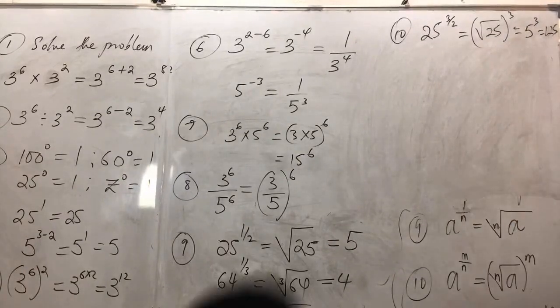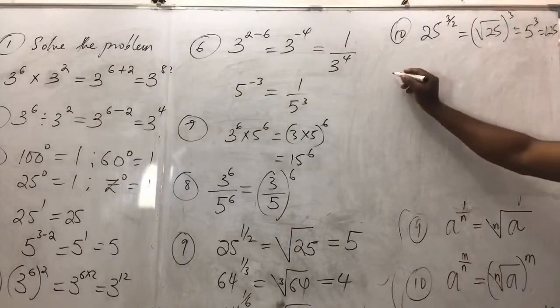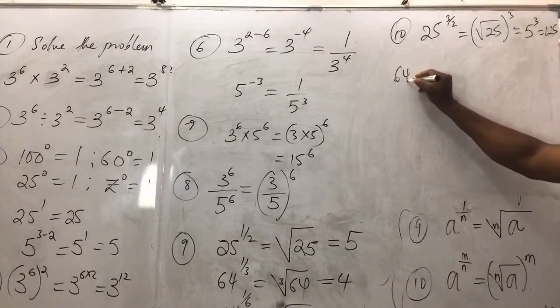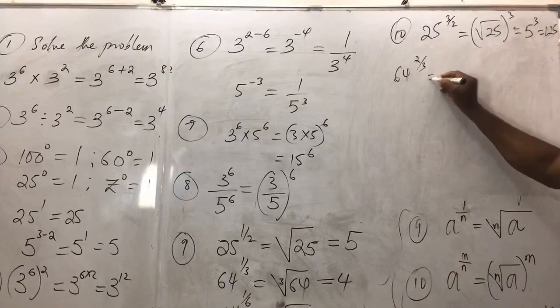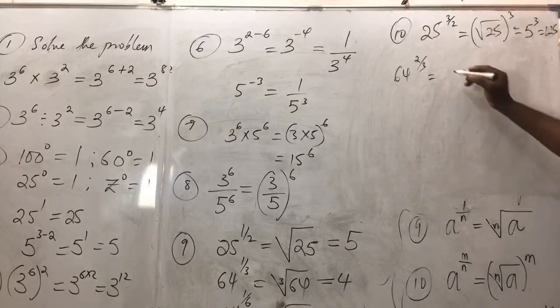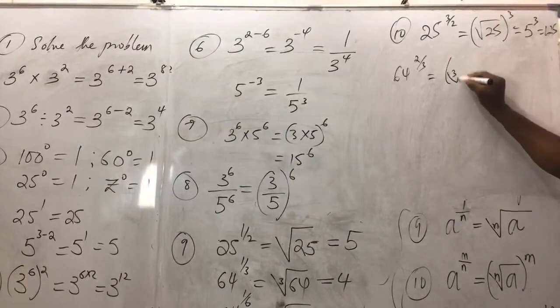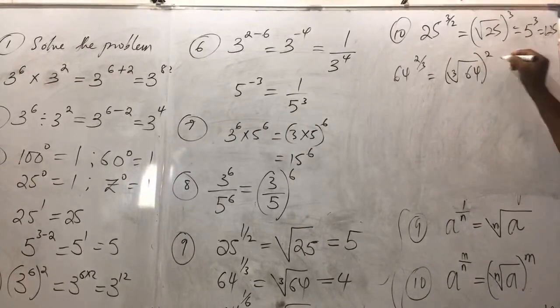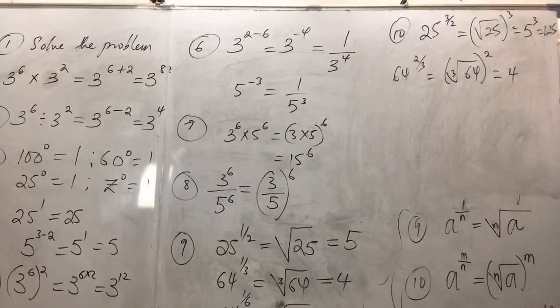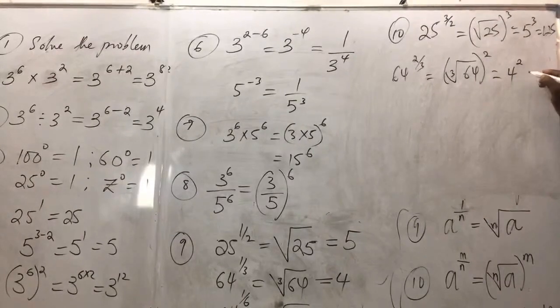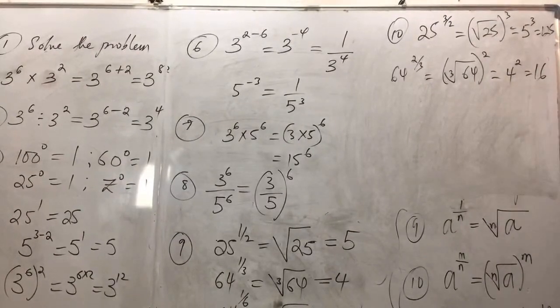So, let's go over to the next. Sorry for that mistake. So, let's go to 64 raised to the power, let's say, in this case, 2 over 3. 64 raised to the power 2 over 3 will give you the cube root of 64 all raised to the power 2. And what is the cube root of 64? We got the cube root of 64 as 4. So this will give you 4 raised to the power 2, and 4 raised to the power 2 is 16.